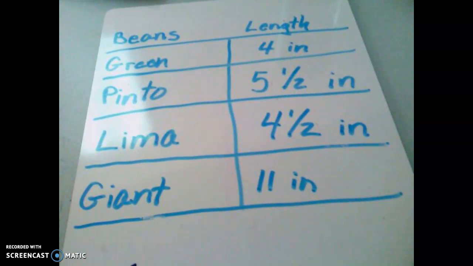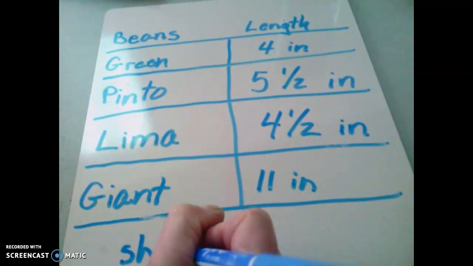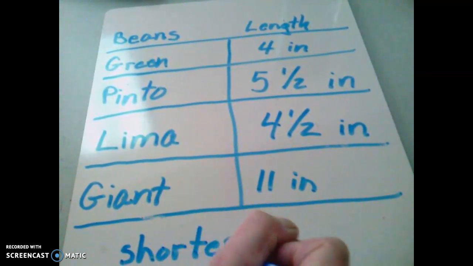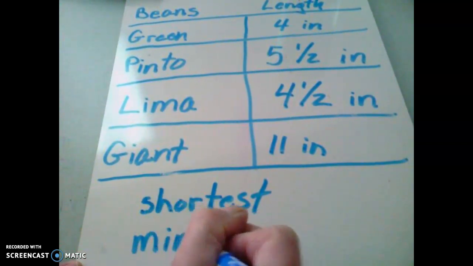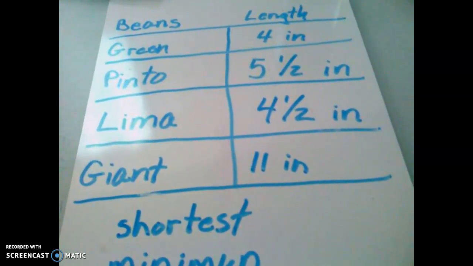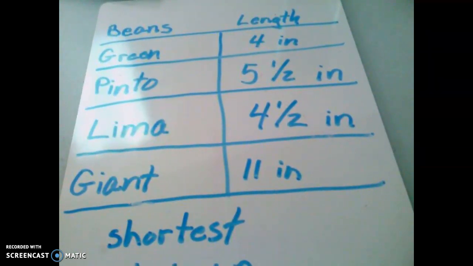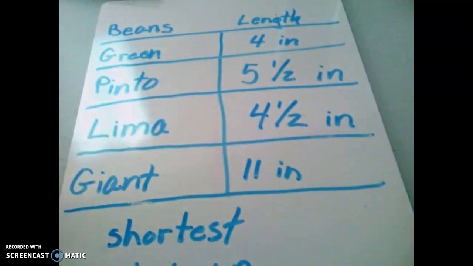So if I look at my data, I want to find the shortest, or the minimum. Minimum is shortest bean. So I'm going to look here, which one is the shortest, and I see the green bean is the shortest.